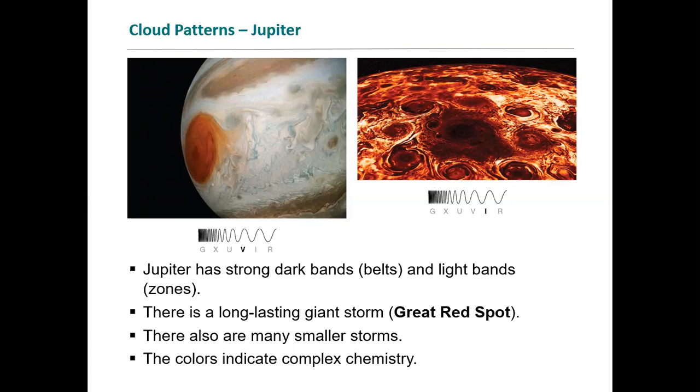There are also many smaller storms, and the colors indicate basically a really complex chemistry. So some colors represent hydrogen sulfide, others represent other chemicals, ammonia, methane, stuff like that. So you'll see that in all the other planets. But here's a picture, for instance, near one of the poles, and you literally see 8 different vortices. So it is quite complex.